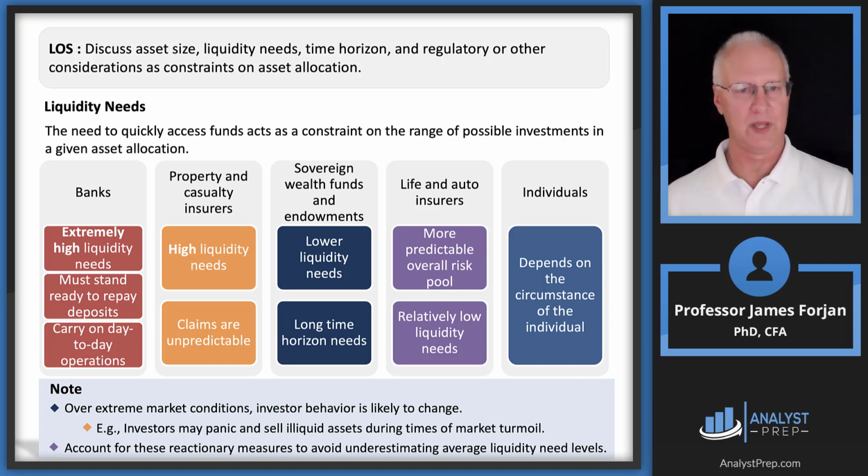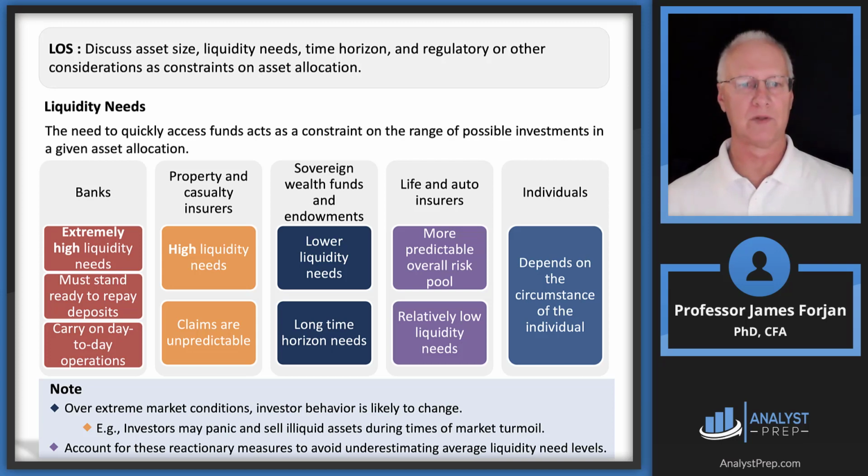Property and casualty insurance companies have super high liquidity needs, mostly because their claims are unpredictable. So if I go to the insurance company and I say, here's my house, and I want to insure it against things like fires and flood, that's an entirely different story, right? And lightning bolts and a bear crashing into my back patio.